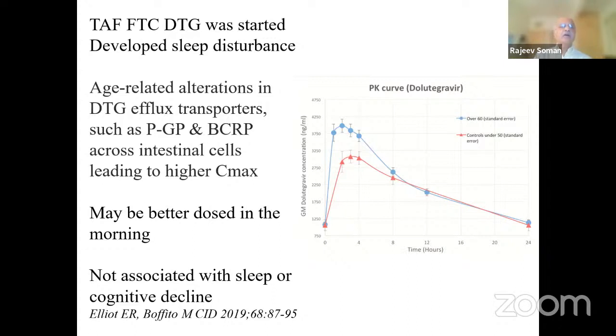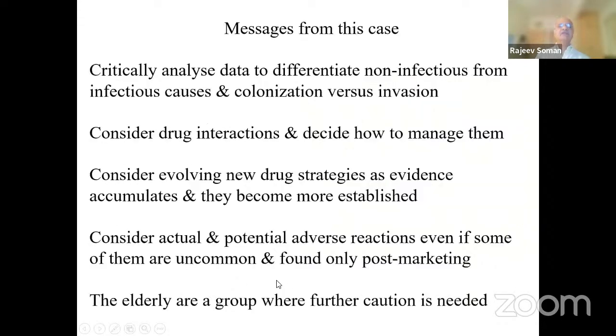Now, age-related alterations do occur in DTG efflux transporters. And you are aware about P-glycoprotein as well as the breast cancer resistance protein. So these lead to higher Cmax of DTG. So if you look at patients above the age of 60, they can have very high levels of dolutegravir, which may lead to sleep disturbances. And therefore, it may be better to dose it in the morning. And then there was no decline in sleep disturbances.